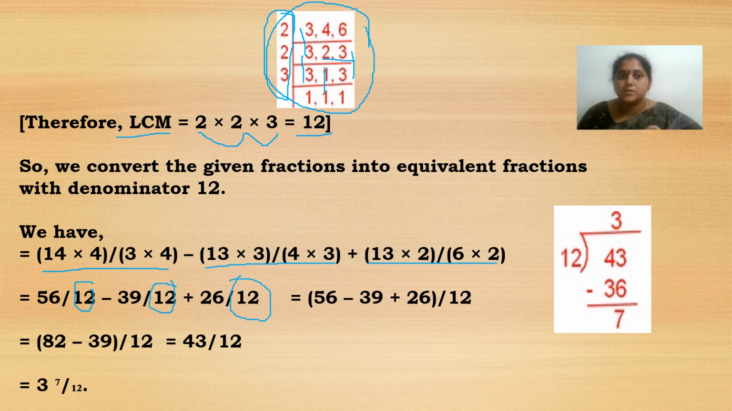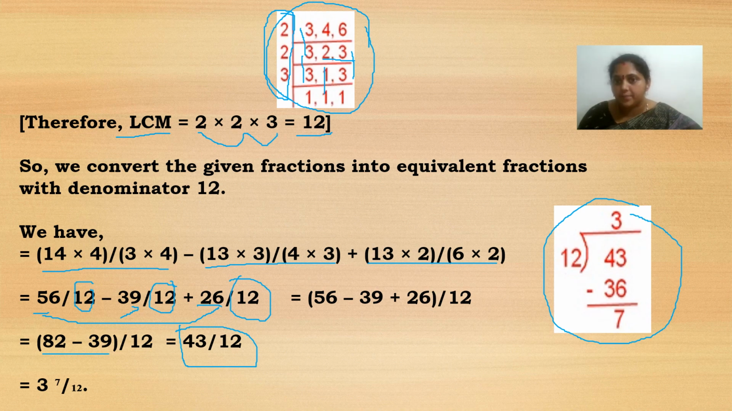So 14 fours are 56, 13 threes are 39, 13 twos are 26. Now write the numbers along with the symbols. 56 and 26, both I have added. I got 82 minus 39. So what will be our fraction here? It will be 43 divided by 12. Here I have done the division for this. You can check. 12 3s are 36. When I subtracted, I got my remainder as 7.